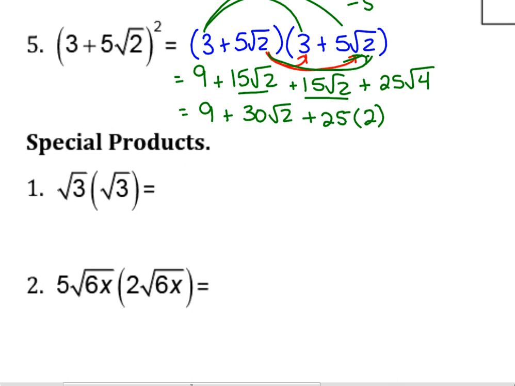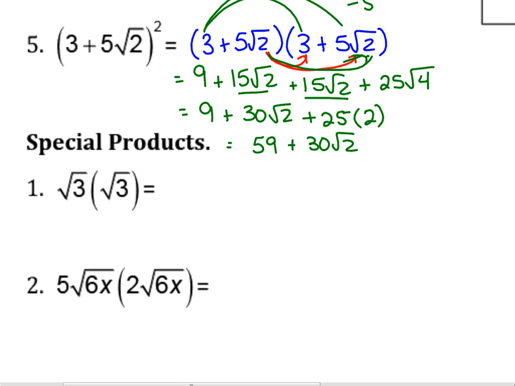So we have 9. Well, can we go straight to 9 plus 50? Because you have 25 times 2, which is 50, plus 9. You're okay with me doing that? So adding those constants together, and there we go.